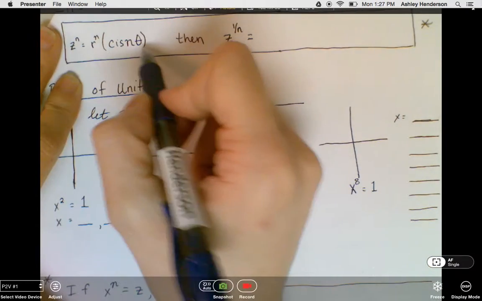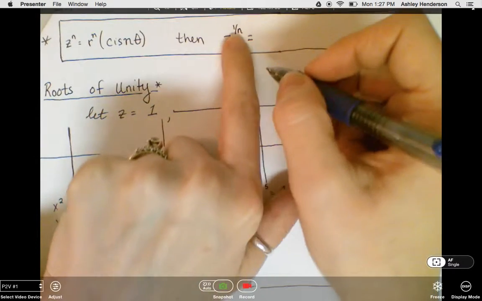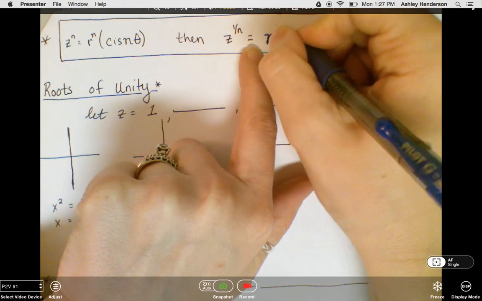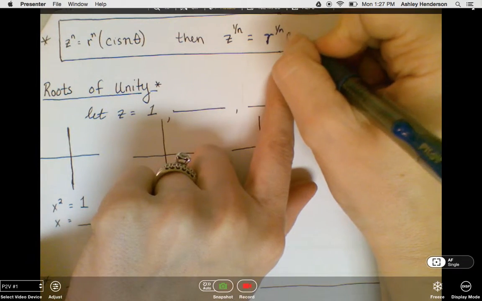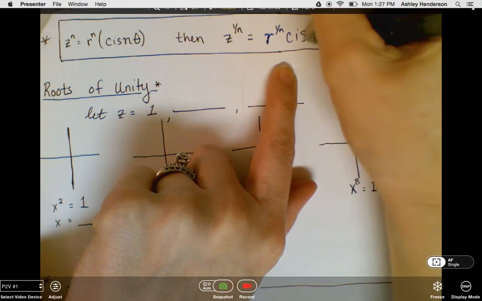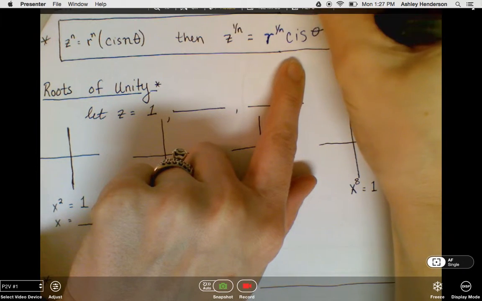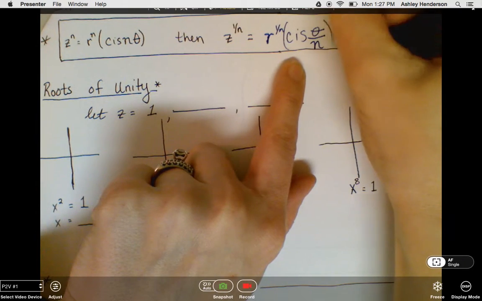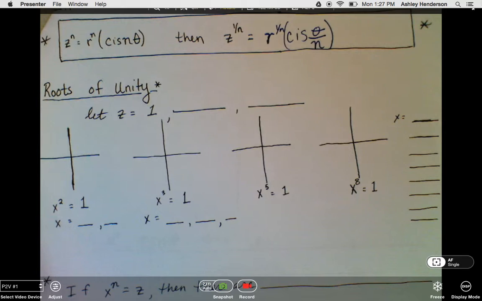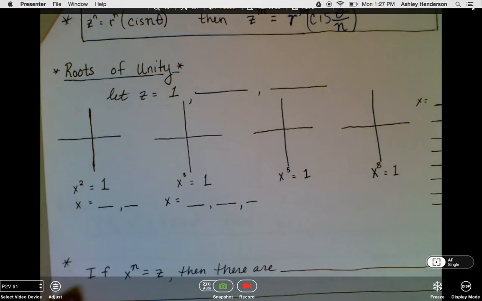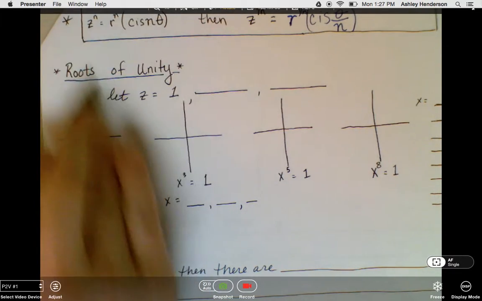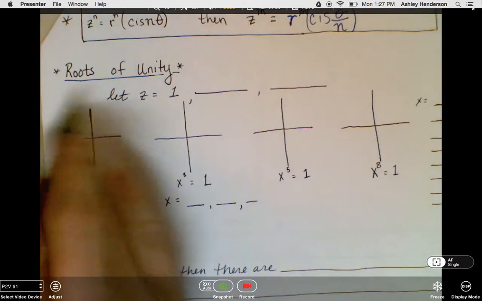So if this is true, and it's true for all powers, then 1 over n gives us r to the 1 over n, cis pi, or whatever our angle may be, divided by n. Okay, that makes it really easy to take roots of answers. So let's use another application of De Moivre here. So roots of unity is one of these things.